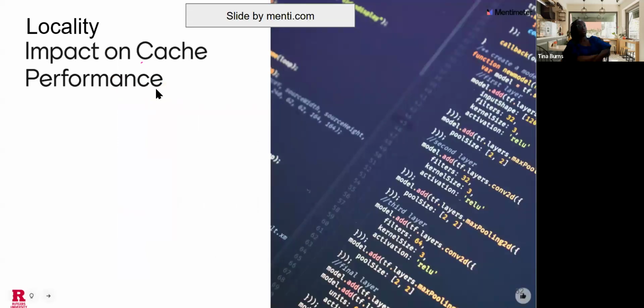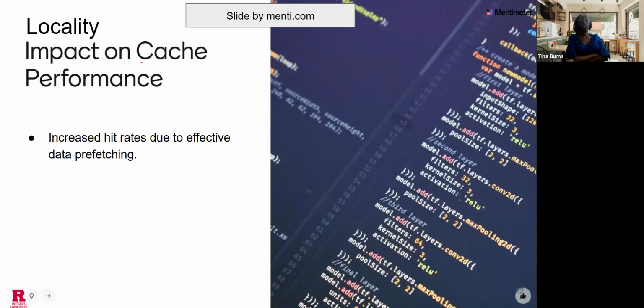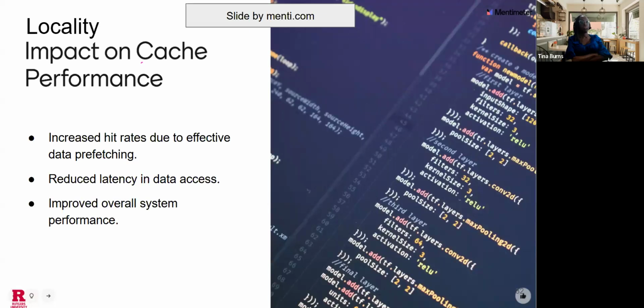So why do we care? Why do we do this? And what is its impact on our cache performance? I'm glad that you asked. Here's what we get. We get an increased number of hit rates because we can prefetch data, which means if I suspect what I'm going to be accessing, I can put that in my cache, and I don't have to worry about cache misses. It's going to reduce your latencies in data access because it's already within your cache, and it's also going to help with your overall system performance.